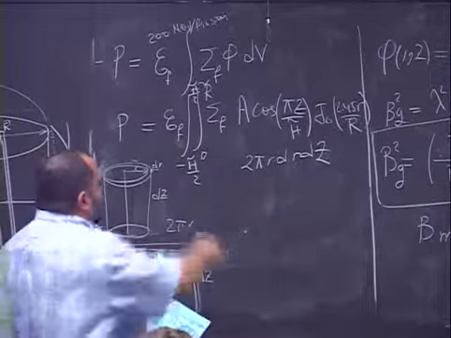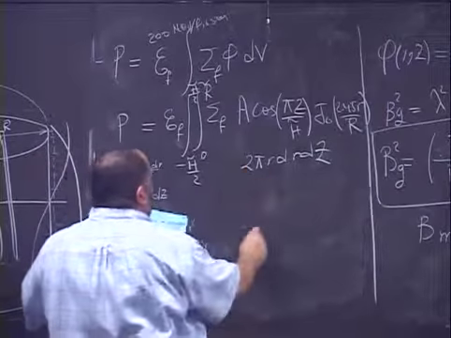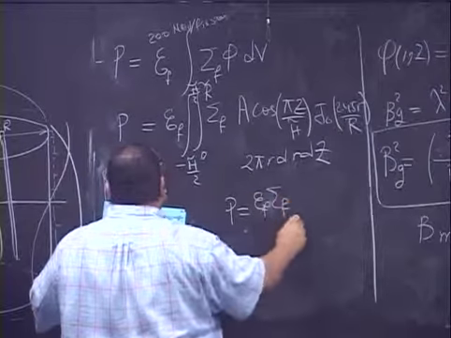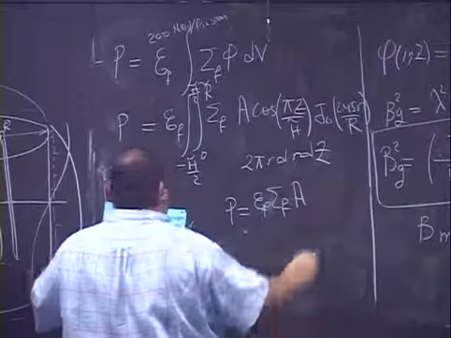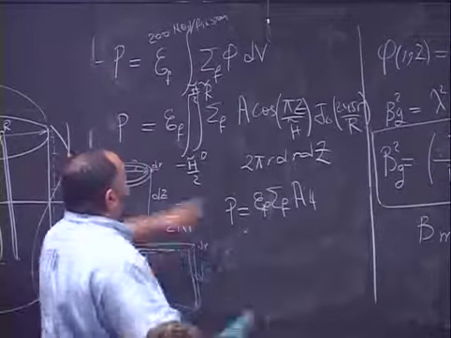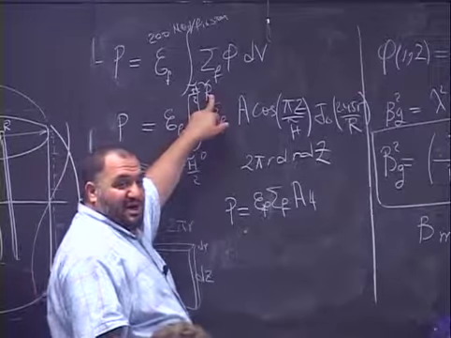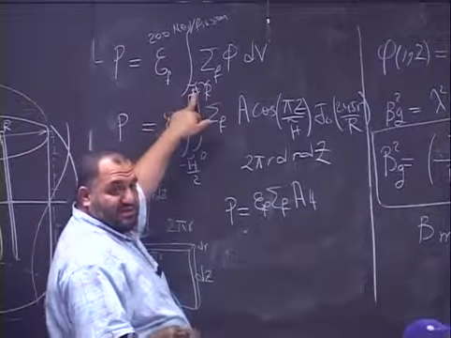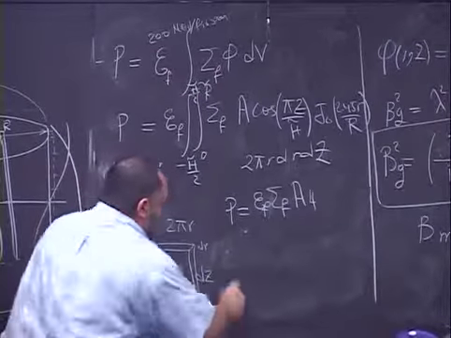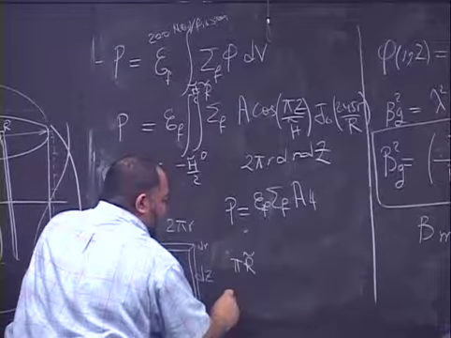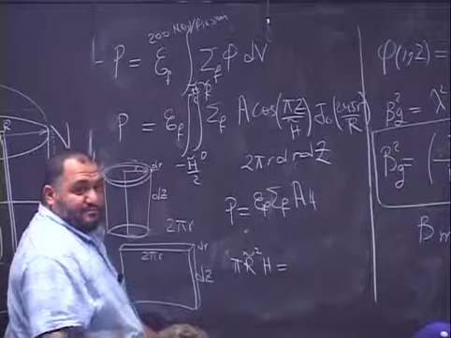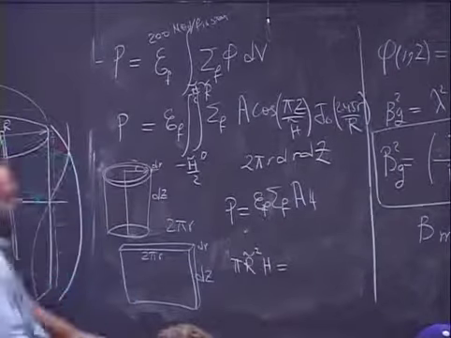So if you do this and evaluate the integral, this will give you P equal to epsilon fission multiplied by sigma F multiplied by A multiplied by 4, and you will notice that at the end you will obtain what? R tilde, and you will obtain what? H tilde. So pi R tilde squared multiplied by H. This is what? The volume of the reactor.